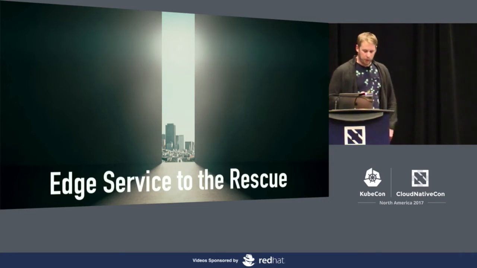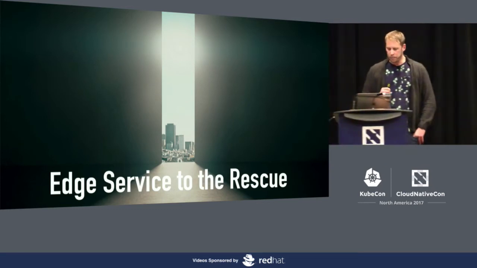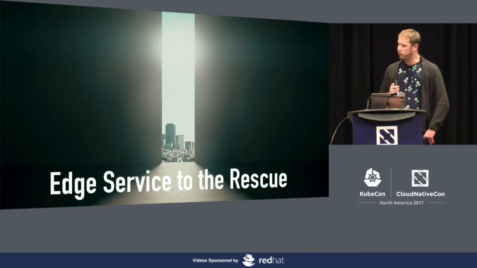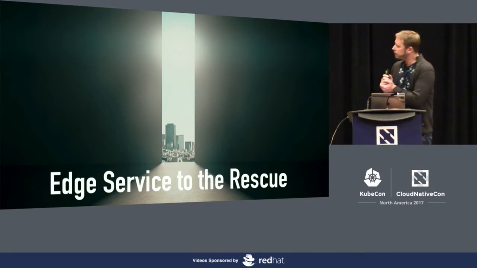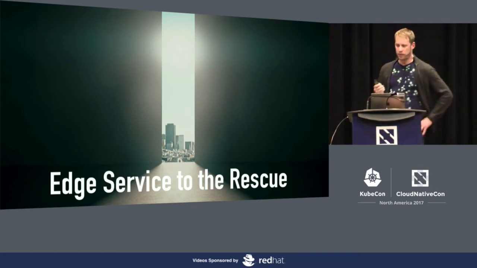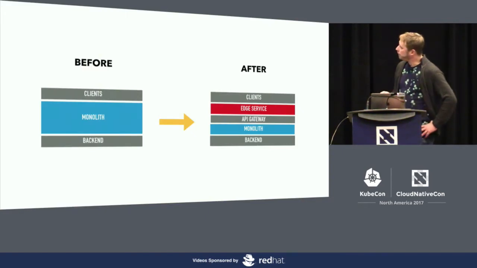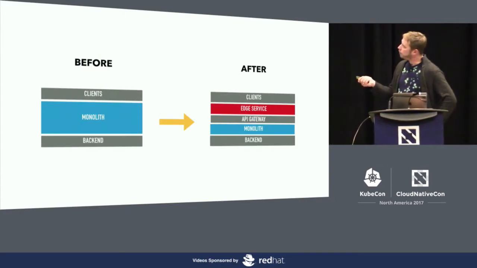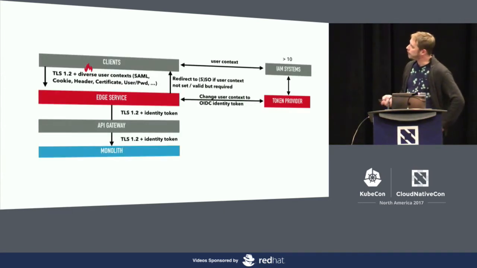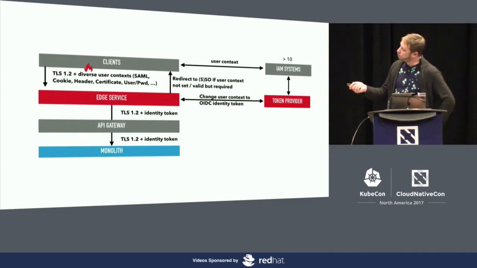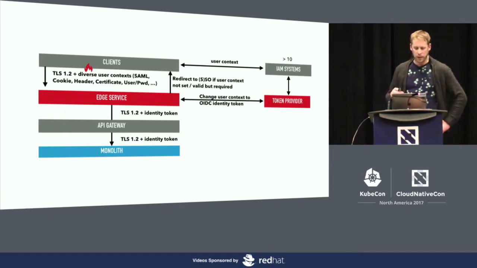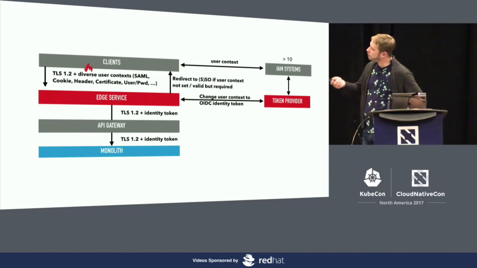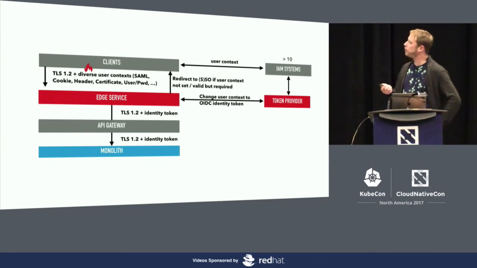But if we put the monolith into a container, what's running in this outer layer in our target architecture? Our answer, and this answer has proven to be right, or one potential right answer, is to place an edge service on the outer layer. So we built an edge service, the application part residing in the outer layer, and the monolith is in the inner layer, with the API gateway in between. The edge service is responsible for accepting incoming requests, which have diverse user contexts: SAML user contexts, cookies set, headers set, client certificates, all that.